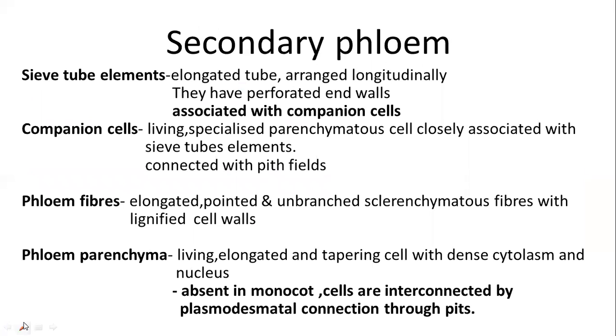What is secondary phloem? When we talk about it, the first one is the sieve tube element. This is nothing but an elongated tube structure which is arranged longitudinally. They have perforated end walls.